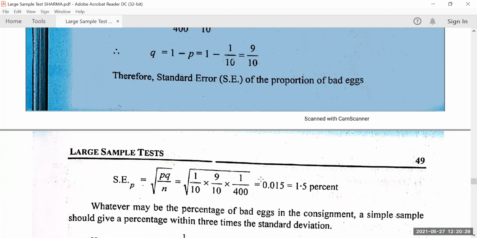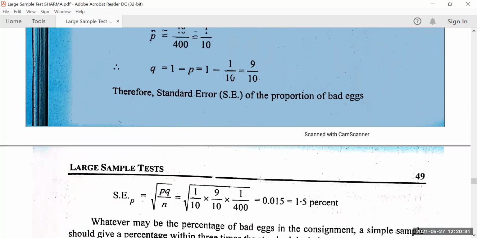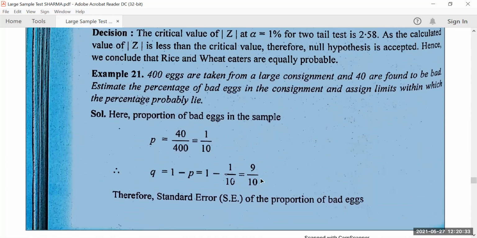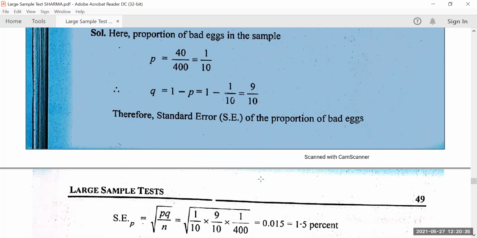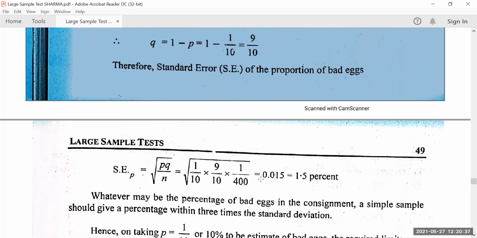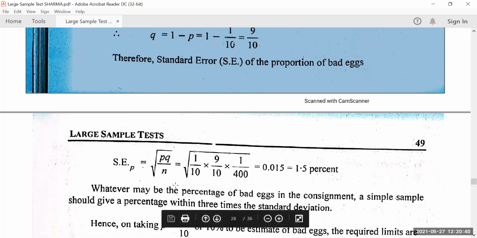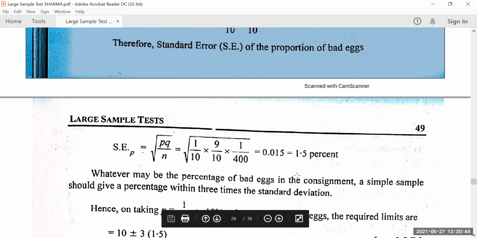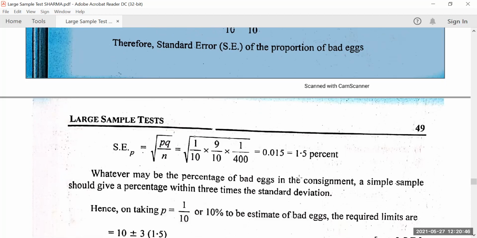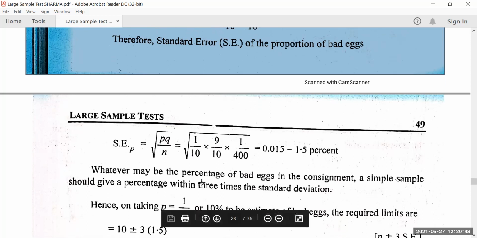Okay, so the formula is: now we don't have the population given, so we will use the sample proportion, under root of PQ by N. So you will put all the values. This is 0.015, which means 1.5%. So whatever may be the percent of bad eggs in the consignment, a simple sample should give a percentage within 3 times the standard deviation.